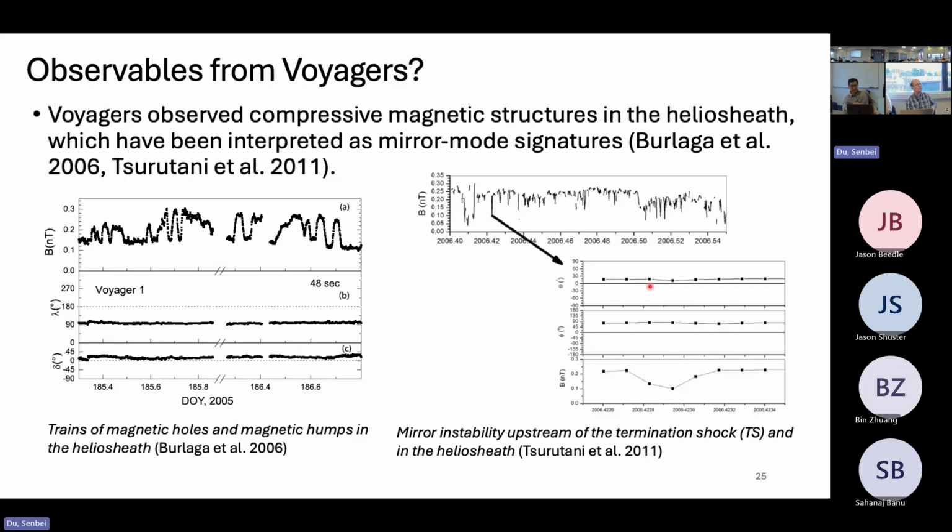And so these have been interpreted as mirror mode signatures, but it's not clear that these are, so this may not necessarily come from the pickup ions, so they could be temperature anisotropy driven mirror modes. So since Voyager does not measure pickup ions directly, we don't have direct evidence for that. So at this point, I guess it's still just speculation, but it's an alternative explanation for that.